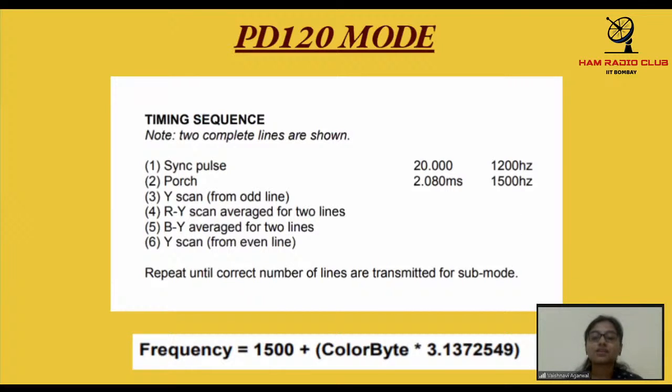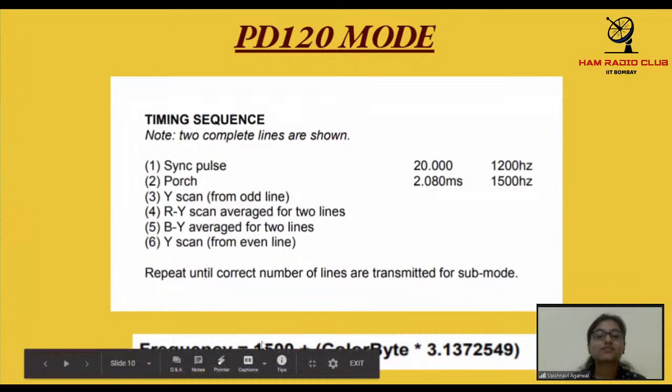Here, the formula given can be looked at as the function used in the SSTV interface to decode and encode. It converts the color byte from the digital data to frequency of the analog data.